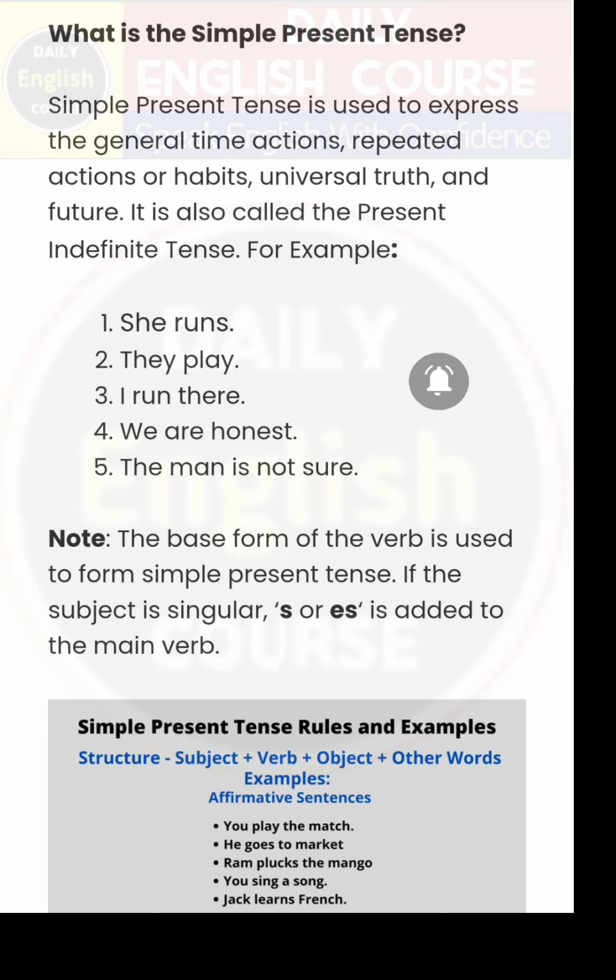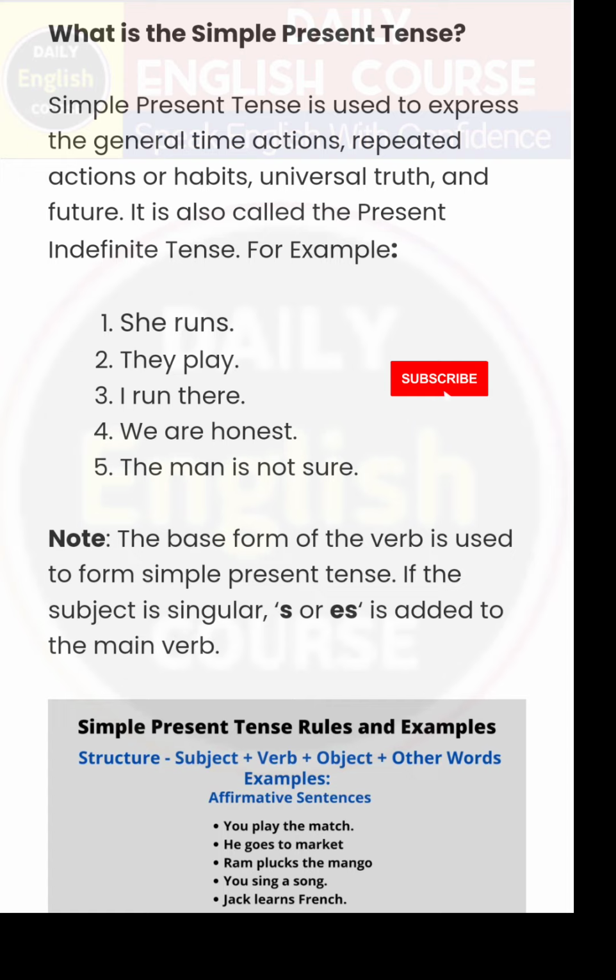Note: the base form of the verb is used to form simple present tense. If the subject is singular, s or es is added to the main verb. Simple present tense rules and examples.